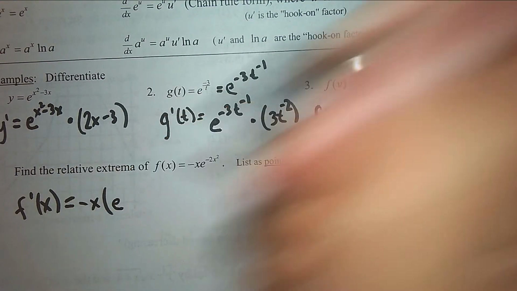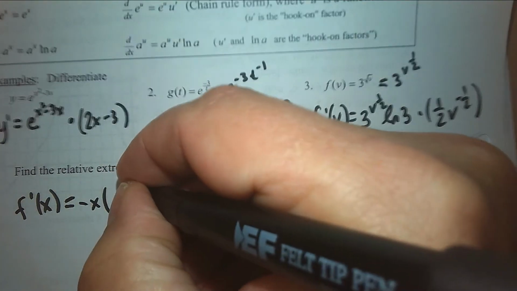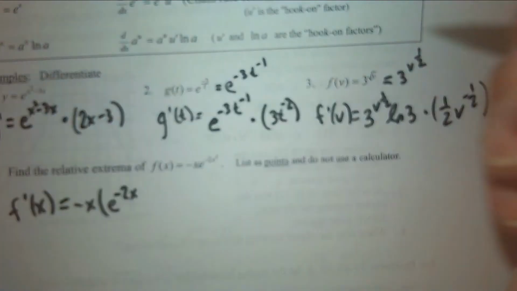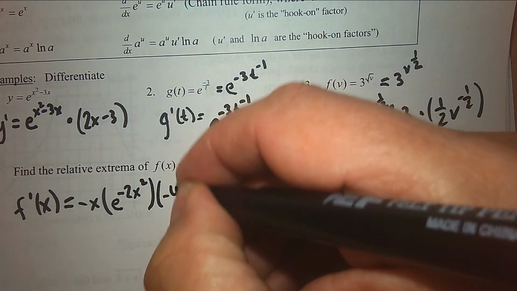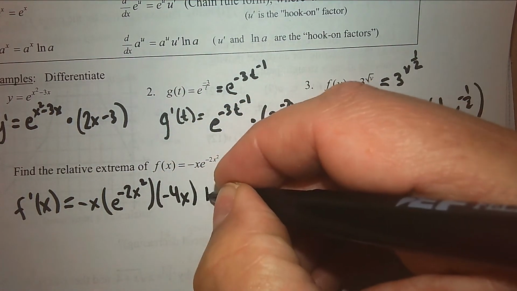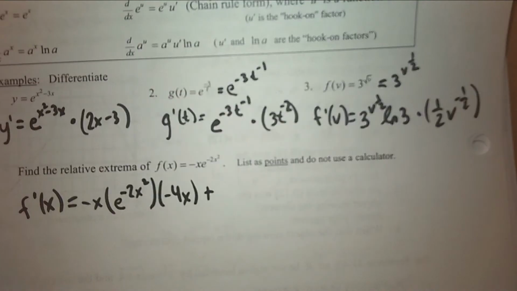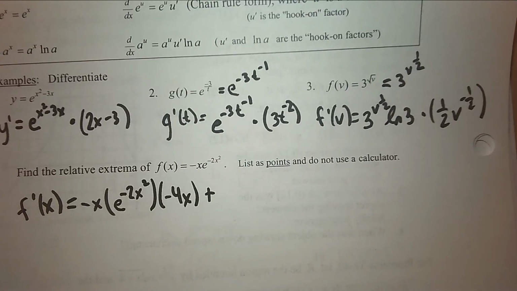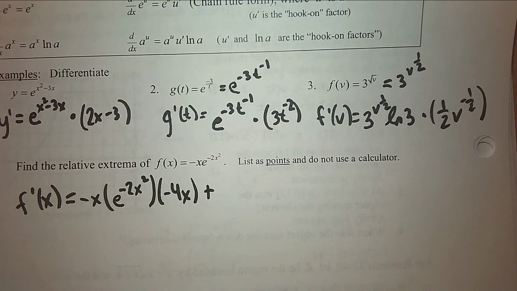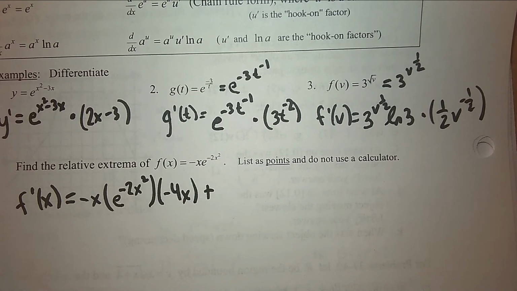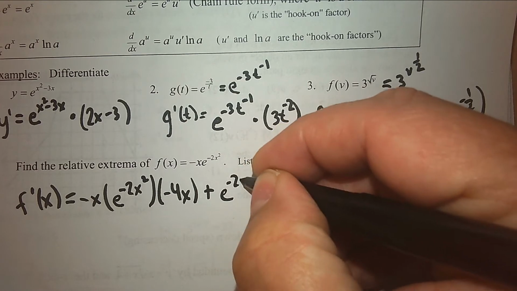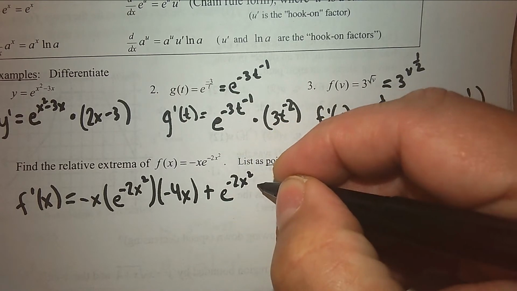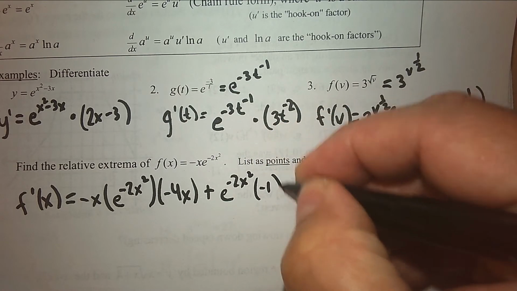E to the negative 2x squared times negative 4x, beautiful, plus the second times the derivative of the first, which would be, and then what do we do?